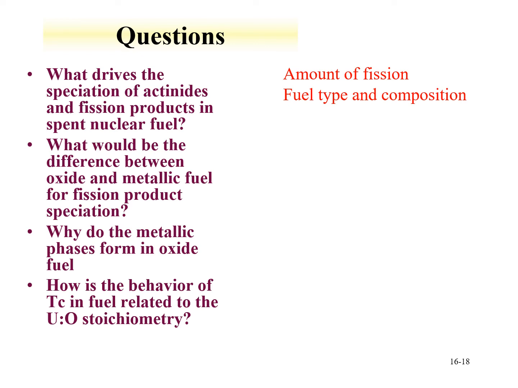So with metallic fuel, there won't be any oxygen, whereas with oxide fuel, you can actually have UO2+x. So the amount of relative oxygen will slightly change the overall speciation of the actinides and the fission products.